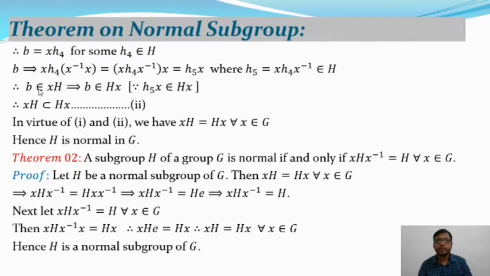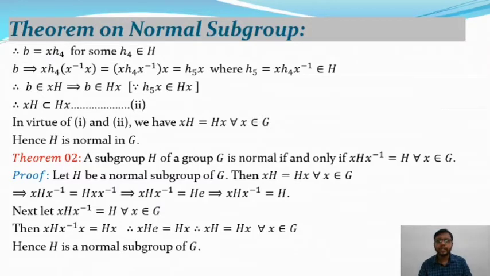Okay, so from the above we conclude that Hx is a subset of xH, and we can write it as equation number 2. So in virtue of equation 1 and equation 2, we have xH is equal to Hx for all x belongs to G. Hence, H is a normal subgroup in G. This is the definition of a normal subgroup: xH is equal to Hx for all x belongs to G. So H is a normal subgroup in G. Hence the proof of the first theorem on normal subgroup.